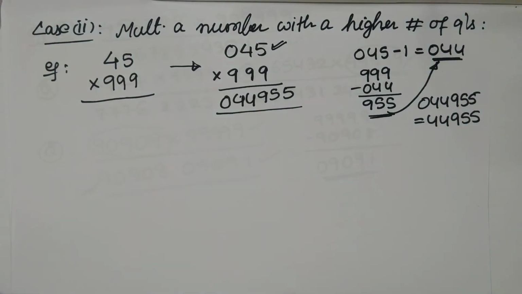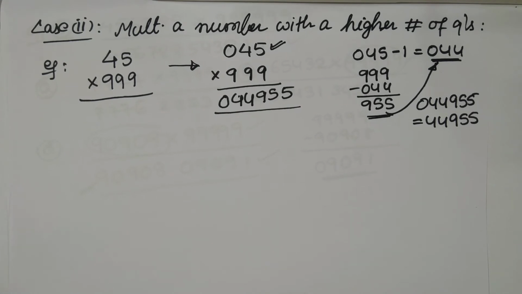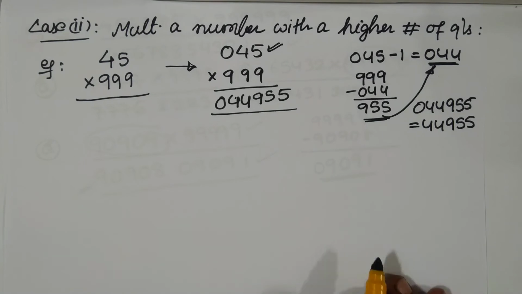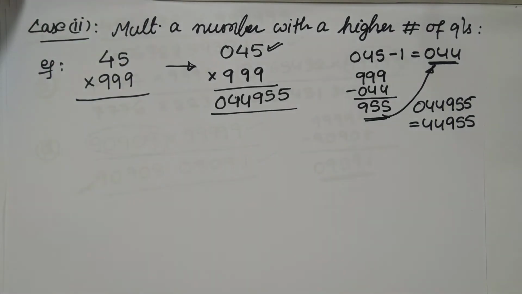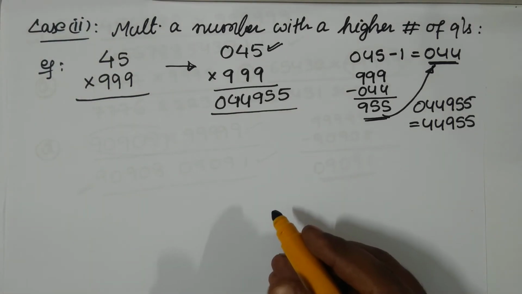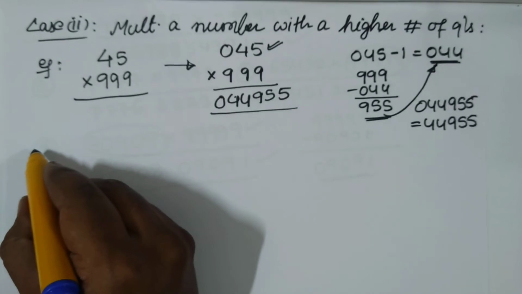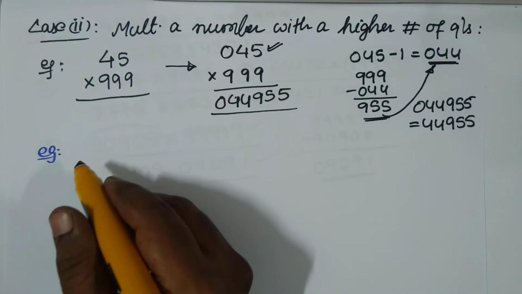44955. That's it. This is very simple, right? Let's go for the second example. Let's change again this marker color. Let me go to another color now. Okay, so let's go for this second example.